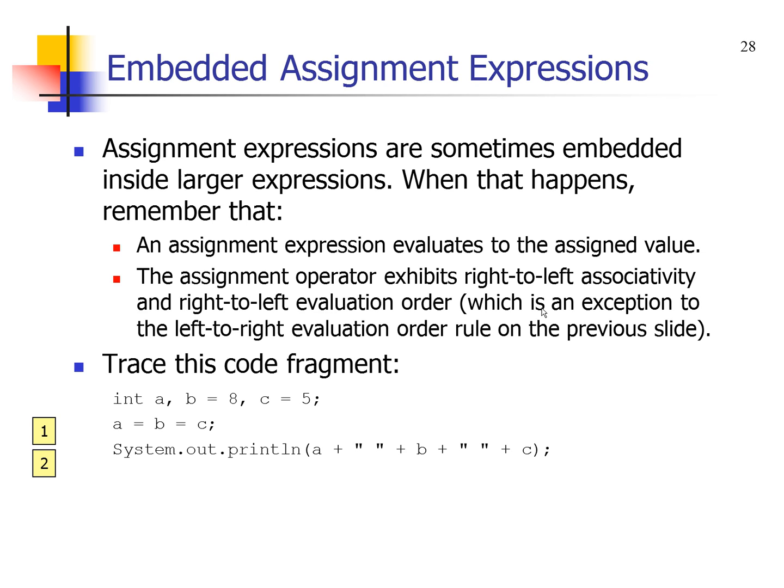Okay. Now let's talk about embedded assignment operators. The way assignment operators work, it's always from the right to the left. So this is saying B is equal to 8. So 8 is assigned to B. 5 is assigned to C. So what does this statement do? A equals B equals C.